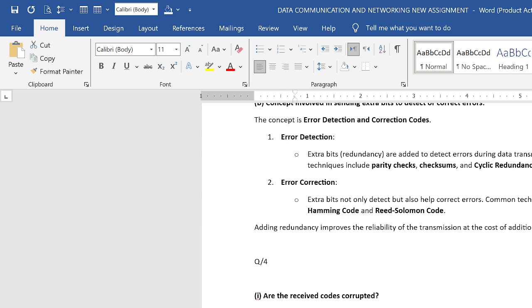The even parity method is a simple error detection technique where a parity bit is added to the data to ensure the total number of ones is even. If the received data violates this rule, an error is detected.